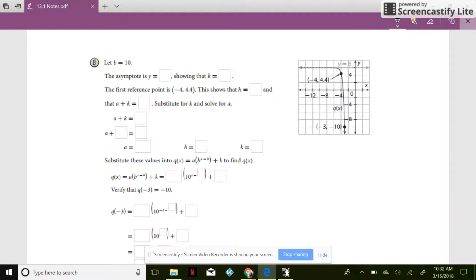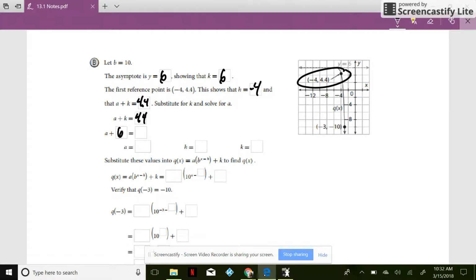So here we have b is 10. So we can see that the asymptote is at y equals 6, so that means our k value is equal to 6. The first reference point, that's the one closest to your asymptote, is at (-4, 4.4). So that tells us our h value where we're shifting left is -4. So then the y coordinate is 4.4. That's going to be our a plus k. So a plus k will be 4.4.